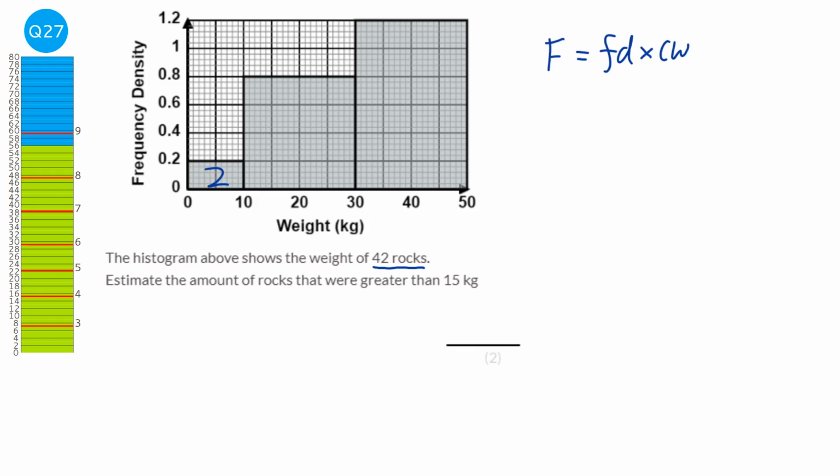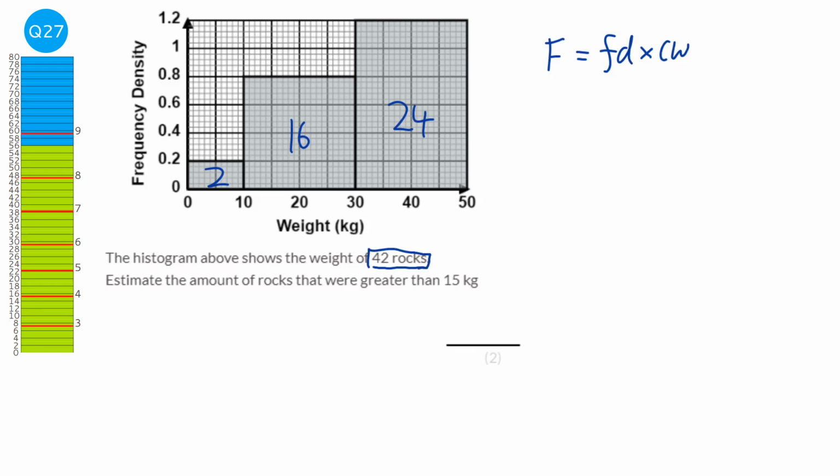The next one has a width of 20 and the frequency density goes up to 0.8. So 0.8 times 20 will be 16. And the last one is a class width of 20 and it goes up to 1.2. So we're going to say that that frequency is 24. So if you do 24 plus 16 plus 2, you actually do get to 42. So we know that frequency equals frequency density times class width.